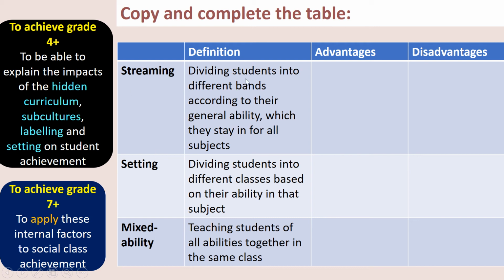Streaming, if that was done on your ability, but then it affected the whole timetable, you'd be stuck in that stream for all subjects. So even if you're in the low stream, even if you happen to be good at a particular subject, you'd still be in the low stream because it affects everything. Setting is different for each subject. You can be in set 1 maths, but set 3 English and set 2 science based on your ability in that subject.